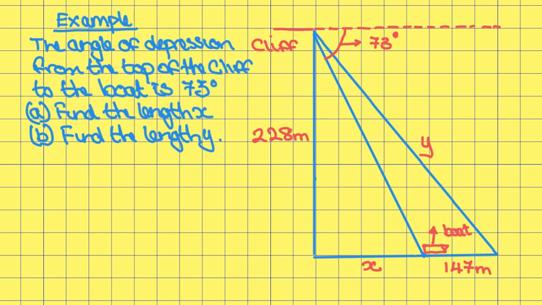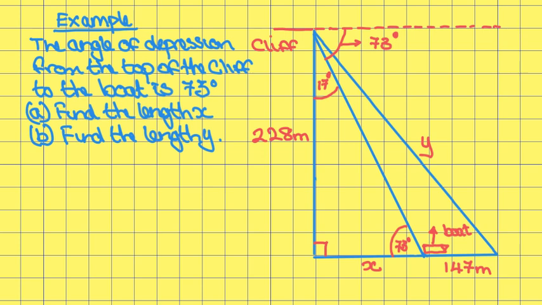So let's mark in what other angles we've got. Well, if that is 73 degrees, this angle here is 17 degrees. We know that that is a right angle. So if that is 17 degrees, this must be 73 degrees. So if that is 73 degrees, I don't think we're going to need any more.